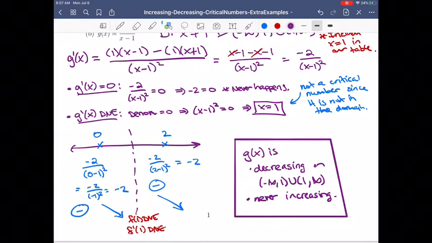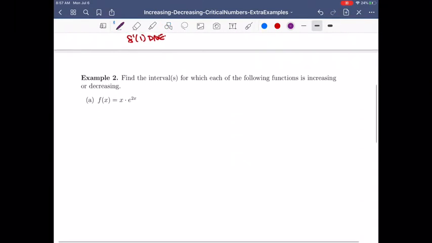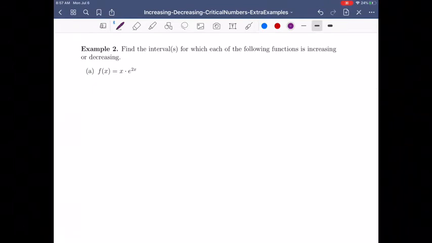That's a bit better. Okay, let's try another one. So again, we're looking where are these functions increasing or decreasing. So our function is x times e to the 2x. So we first think about our domain. Are there any x's we can't plug in? No. So this is all real number domain. E to something, you can evaluate e to any power.